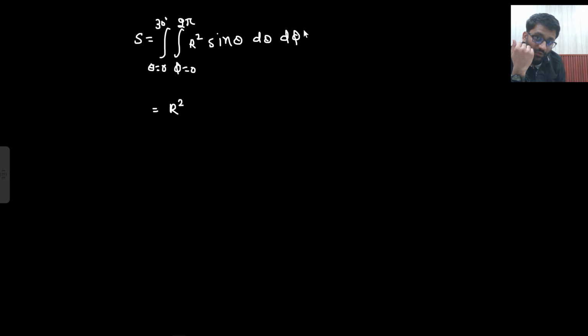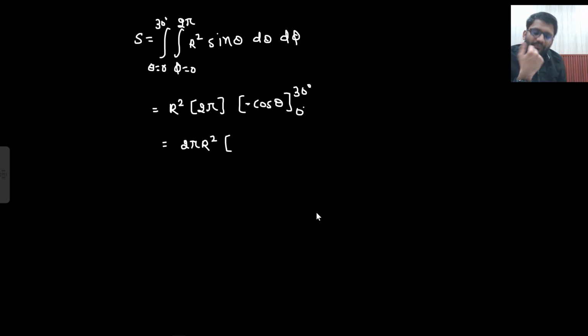So r square goes outward, and if you solve the limit of phi, it will be 2 pi. For sin theta, the integration of sin theta is minus cos theta, with limits from 0 degree to 30 degree. So 2 pi r square. Here if I take the minus sign outward, then I can interchange the limits. What is cos 0? Cos 0 is 1. What is cos 30? Cos 30 is root 3 by 2. So what you are getting is pi r square into 2 minus root 3.